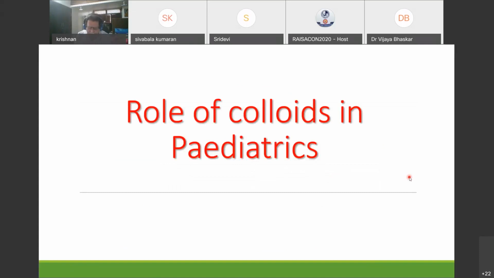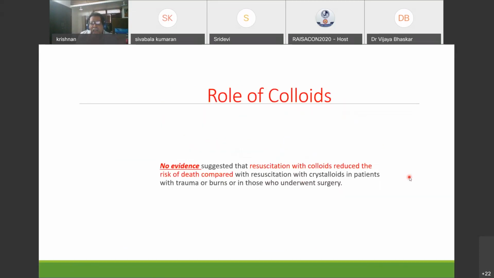Finally, we come to the role of colloids. In pediatrics, colloids are used less when compared to adults, mainly because of cost, and there are a few other reasons also. There are many studies which say that in pediatric trauma there is no evidence to suggest that resuscitation with colloids reduces the risk of death compared to resuscitation with crystalloids in patients with trauma or burns or those who underwent surgery. This was a multi-center RCT. So colloids don't have much value in pediatrics.